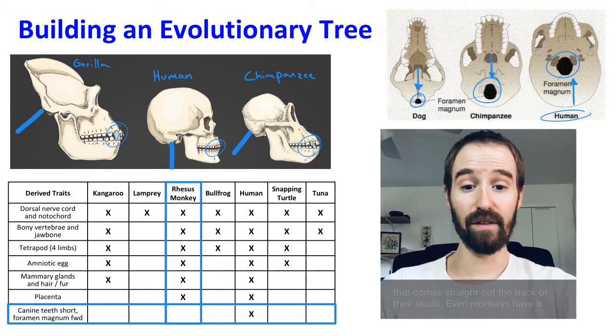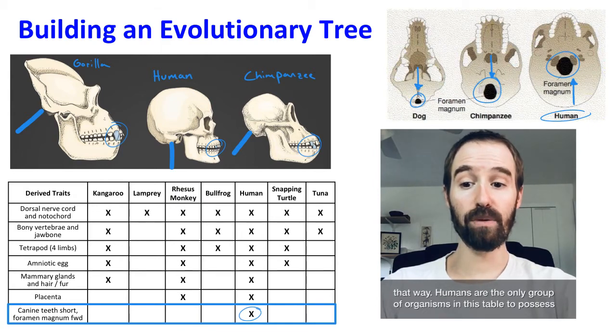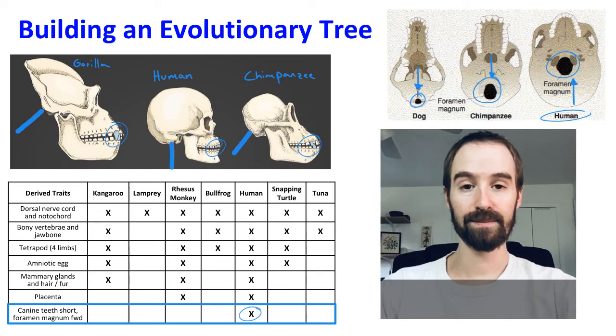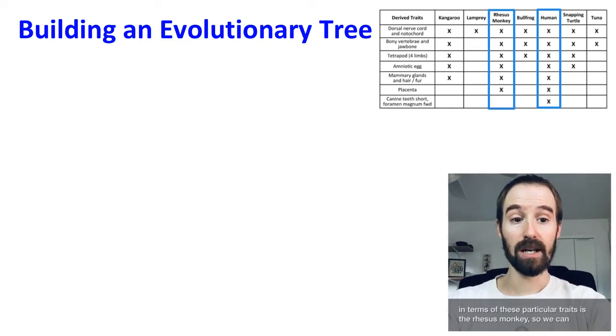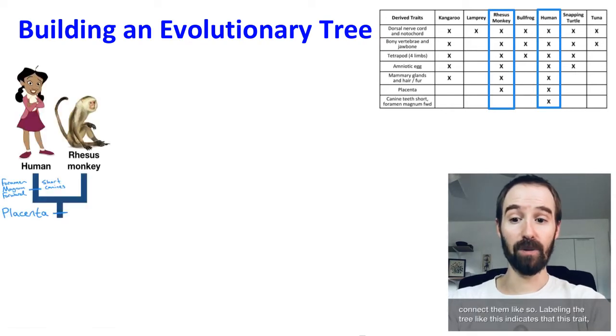Even monkeys have a foramen magnum that is farther towards the back of the skull, because while they can stand on two legs, they don't regularly walk around that way. Humans are the only group of organisms in this table to possess this derived trait. Based on the data I have, humans possess more of these derived characters than any other taxa. The taxon that is most similar to humans in terms of these particular traits is the rhesus monkey, so we can connect them like so.